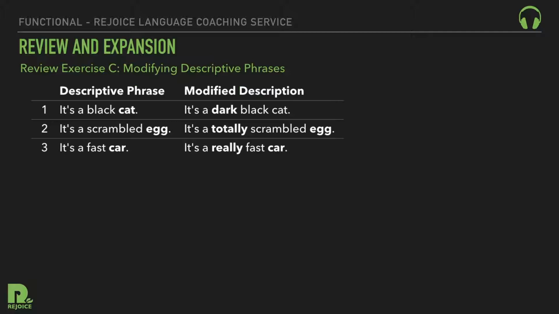Review exercise C, modifying descriptive phrases. It's a black cat. It's a dark black cat. It's a scrambled egg. It's a totally scrambled egg. It's a fast car. It's a really fast car.